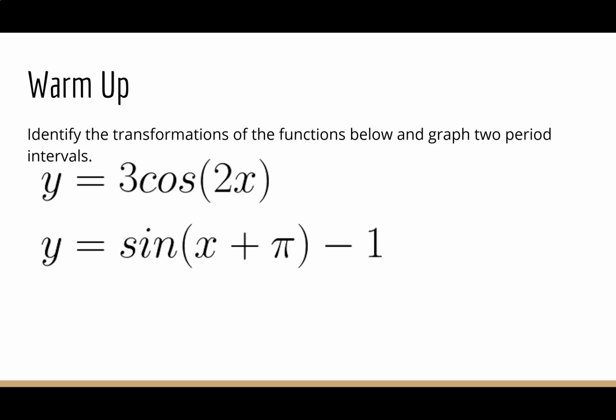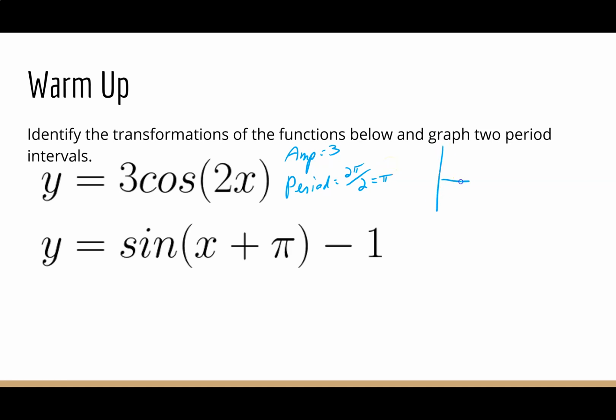Now, our warm-up here was to figure out the properties, the transformations of these two functions, and then graph two period intervals for each. So I'm going to go ahead and do that. So 3 cosine 2x means the amplitude has been changed to 3. The period is 2 pi over 2, which is pi. Everything else stayed the same.